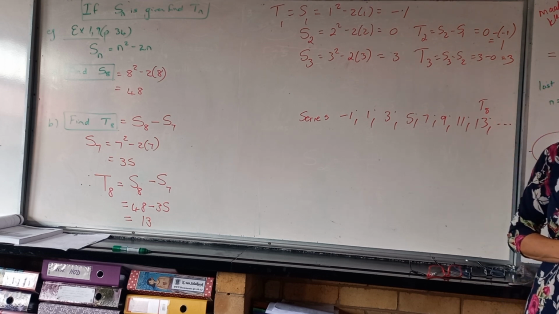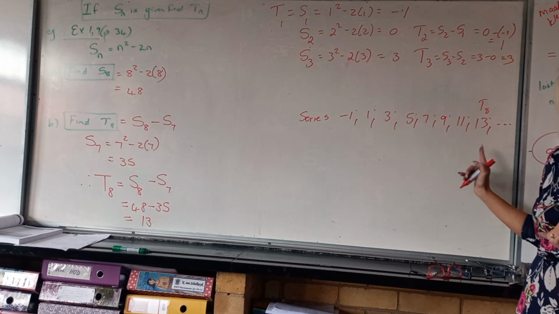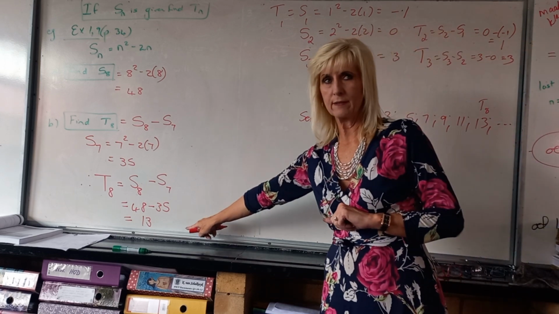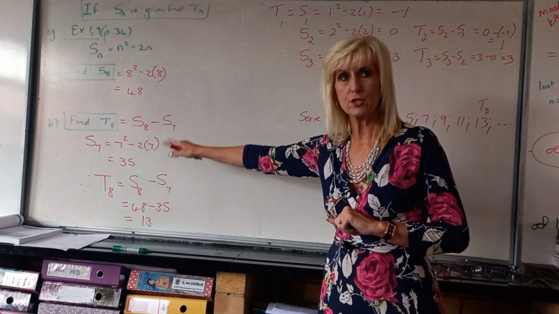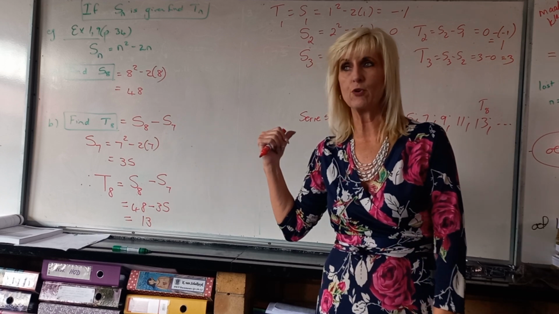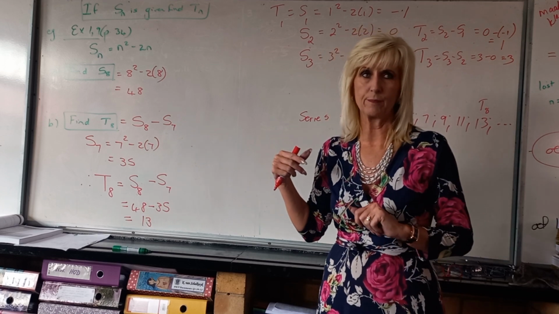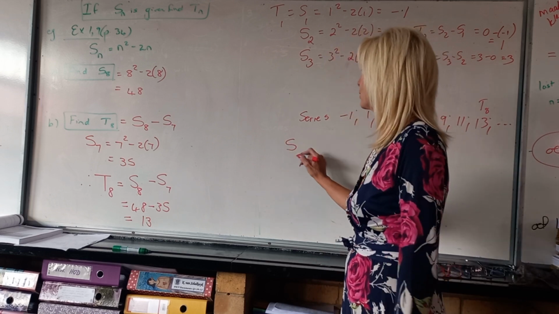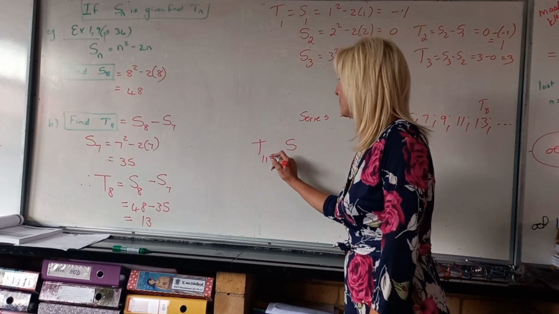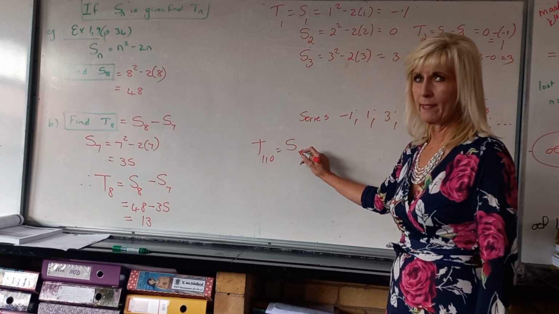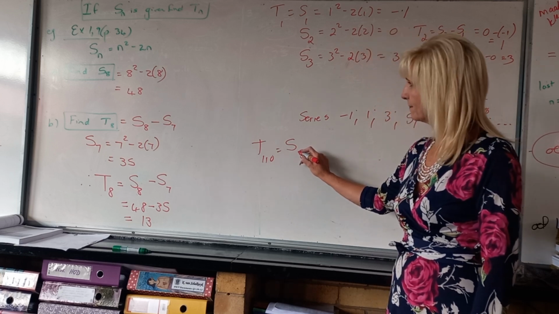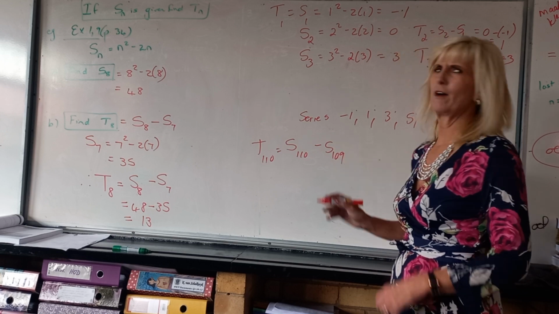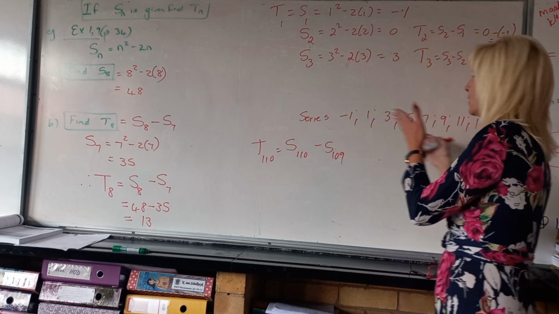Am I right? What did I prove? That the 8th term was correct by doing this thing that ma'am has just told you, because you cannot do this if I'm asking you for the 110th term. If I ask you now for the 110th term, what would you have to work out? Term 110 would be? S110 minus S109. Oh, excellent. Okay. Because you cannot do it this way.